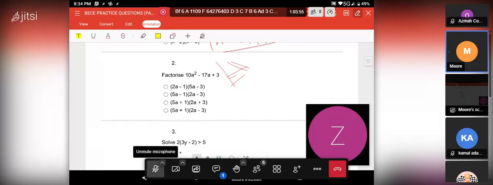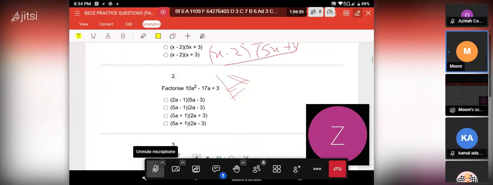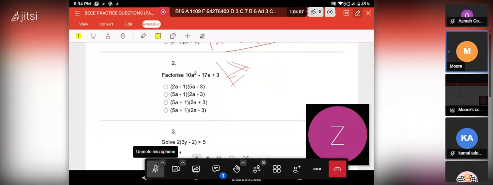Yes, sir. Now you can see that the second one is a bit different. The first one has 4 terms, the second one has 3 terms. So we are going to express the second question as having 4 terms. To do that, we multiply the coefficient of a squared and that constant 3 to give us 30. So what are the factors of 30 that when we add together give us minus 17, and when we multiply give us plus 30?